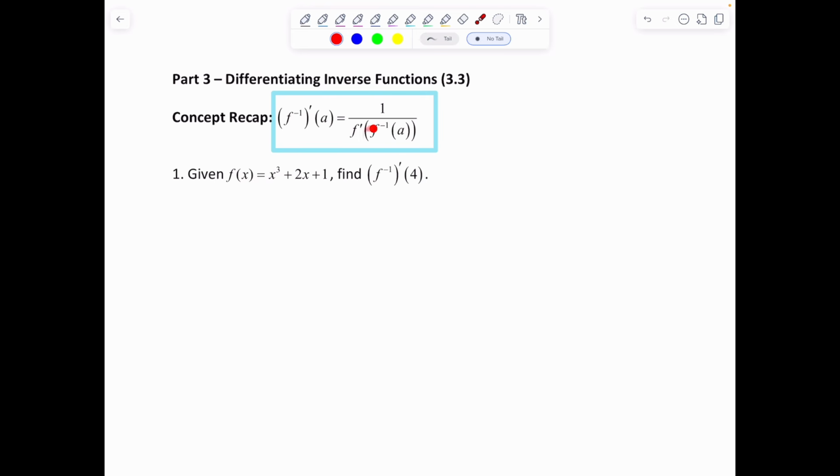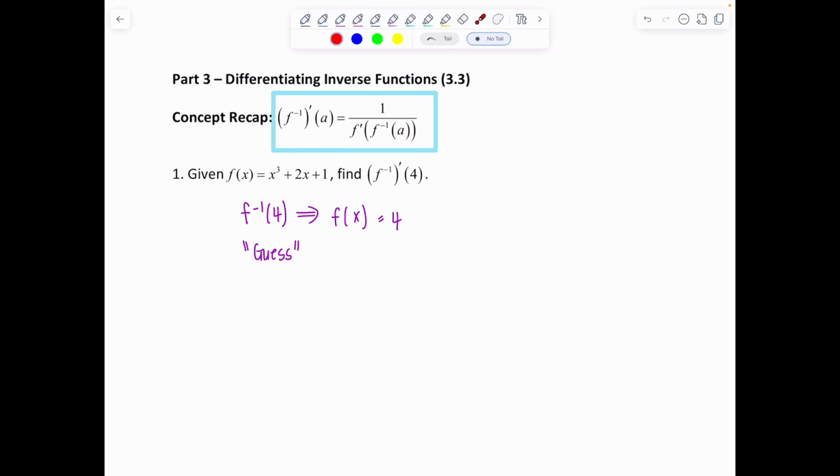Now, the only funky thing is they want f inverse prime of 4. I have to figure out what f inverse of a is. In this case, f inverse of 4. You might be like, what in the world? So f inverse of 4 means what x value gives me a function value of 4. You literally have to look at it and guess because you won't be able to solve explicitly.